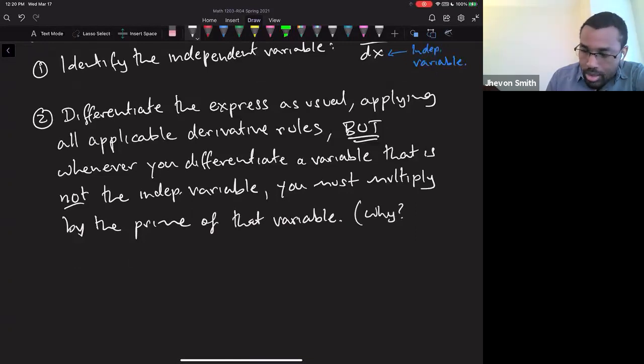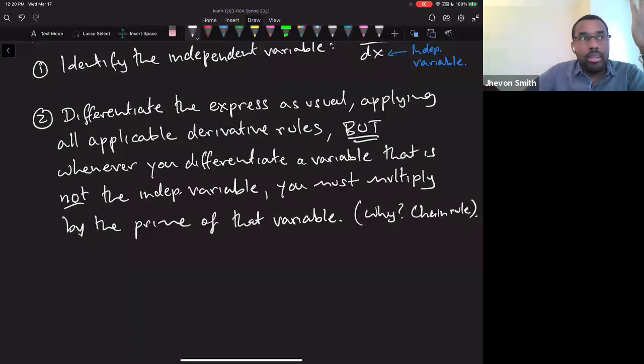Why? Chain rule. Because that variable is going to be considered a function of the independent variable. So it's like an outside function that you have to keep multiplying by the derivative of the inside, right? That's how you want to think about it.